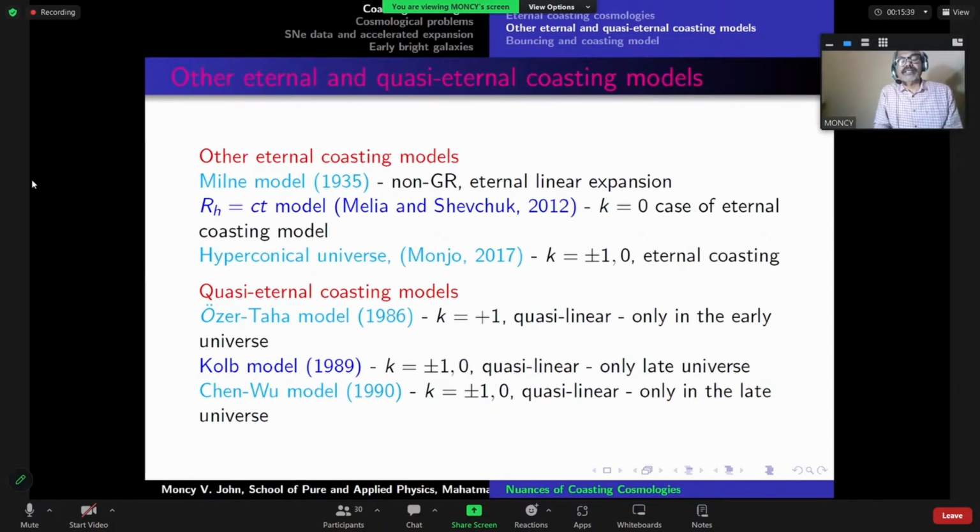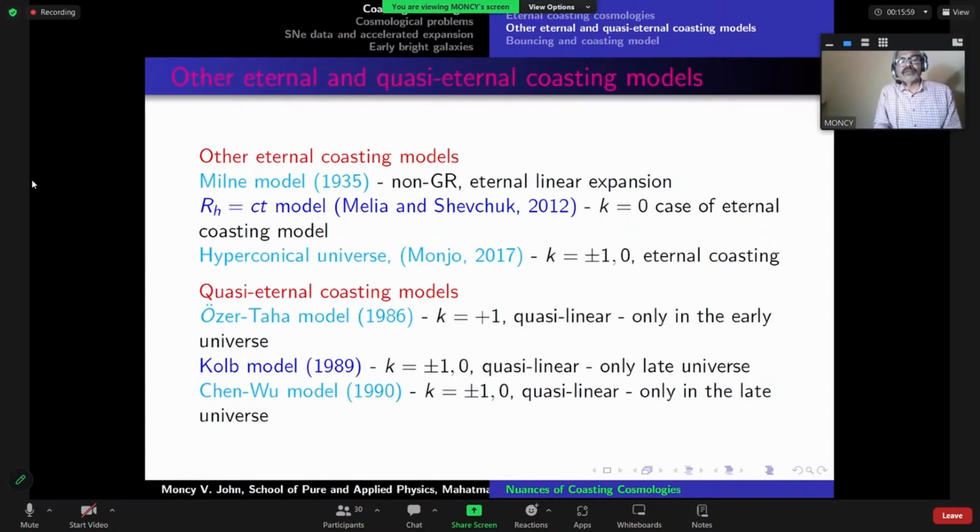And recently, there is the hyperconical model by Monjo in 2017. It can take all values K equal to plus or minus 1 or 0, and it is an eternal coasting model. But when compared to these eternal coasting models, there are certain quasi-eternal coasting models.